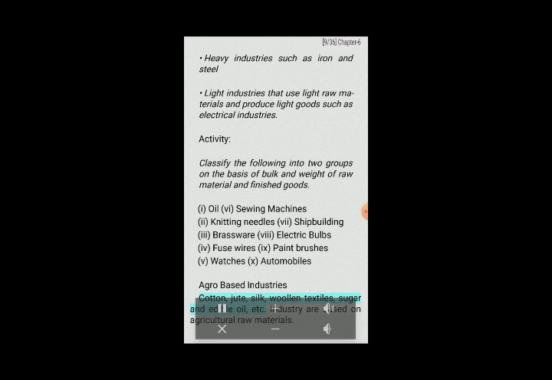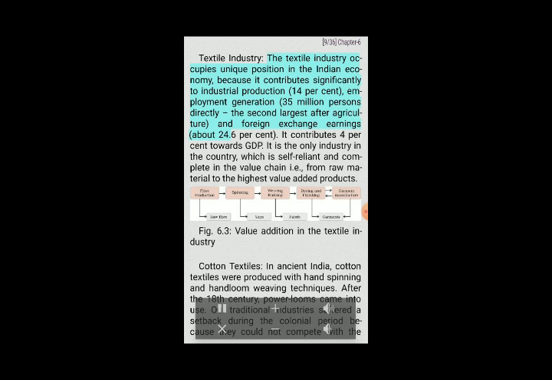Agro-based industries: cotton, jute, silk, woolen textiles, sugar and edible oil, etc. Industry are based on agricultural raw materials.